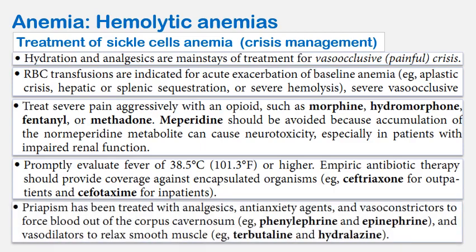Priapism, which is a painful erection in the male, is treated with analgesia, anti-anxiety agents, a vasoconstrictor agent to force blood out of the corpus cavernosum, especially phenylephrine and epinephrine, and a vasodilator to relax the muscle, terbutaline and hydralazine.